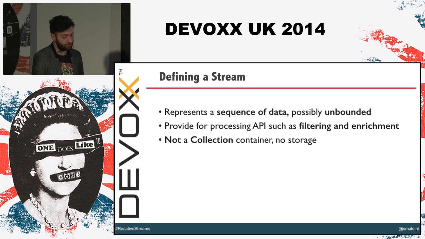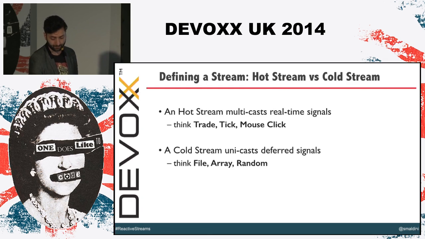The common confusion between stream and the other structures, mainly collection, is that the main difference is not storage. You can have a buffer, but the stream won't have a collection. In fact, an array will not store anything inside the stream container. So it's definitely not a collection. And there are two flavors of streams, and it's very important to understand the differences.